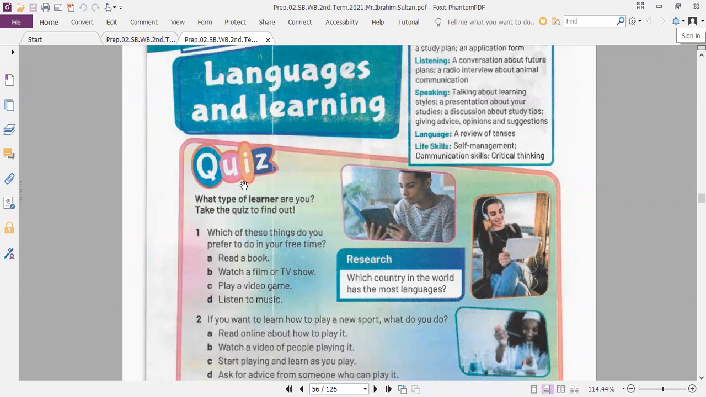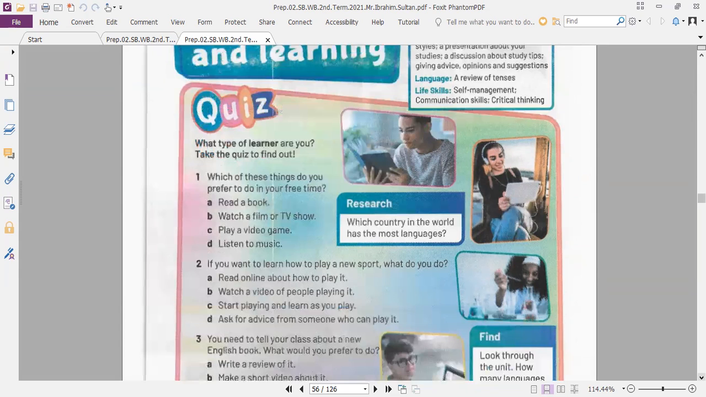We have here a quiz. What type of learner are you? This is a quiz. You can read the question and answer. Number one, which of these things do you prefer to do in your free time? To read a book, watch a film or TV show, play a video game, or listen to music? You can answer it in your book. This is a quiz for you.